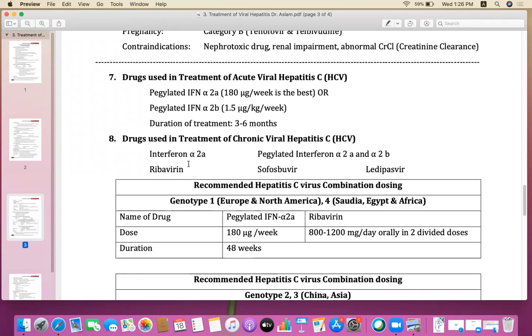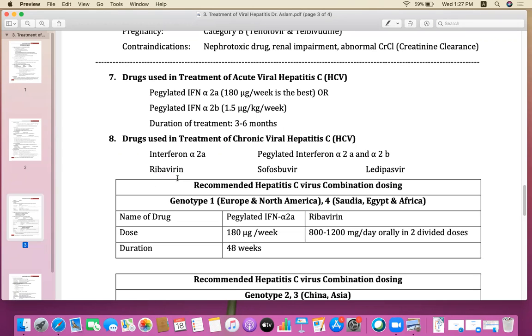You can use interferon alpha 2A, alpha 2B, pegylated interferon alpha 2A, alpha 2B, and only plain interferon available as alpha 2A. And the antiviral drugs available are ribavirin, sofosbuvir, and ledipasvir. But the most commonly used drug is ribavirin.